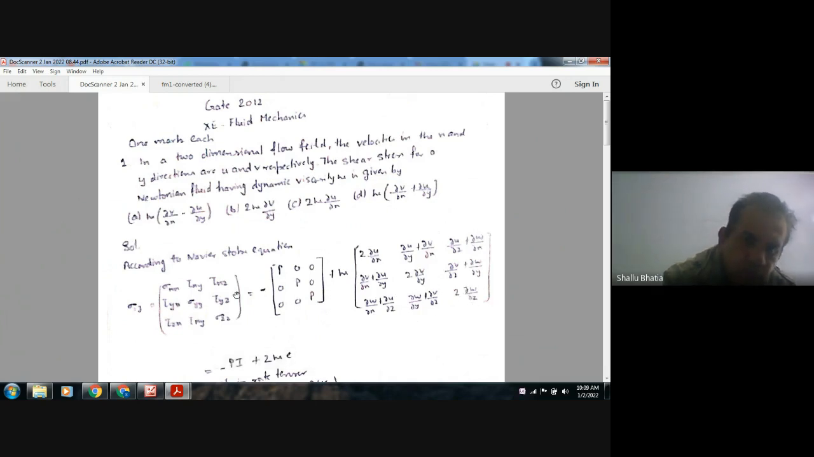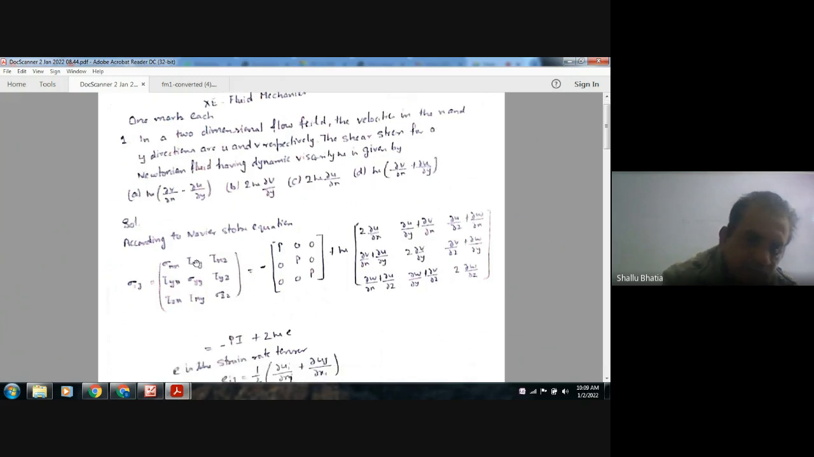So when it is a two-dimensional case, there are only x and y dimensions. Then tau xy will be equal to mu times (∂u/∂y plus ∂v/∂x). Okay, so this is the answer. Option B is the answer.